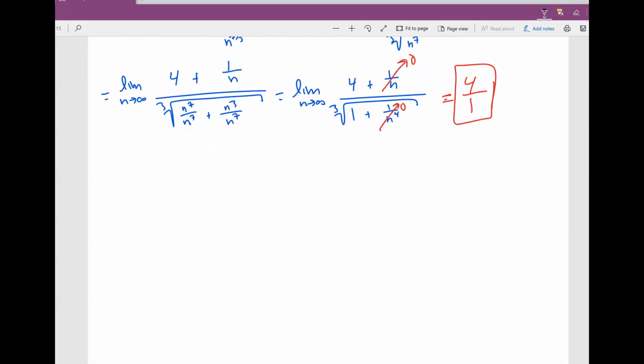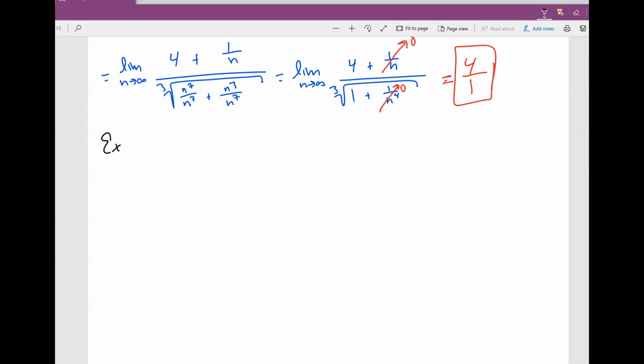So here's one last example, and we want to determine if this converges or diverges. We're going to look at the sum from n equals 1 to infinity of 2n squared plus 3n divided by the square root of 5 plus n to the 5th power. You can go ahead and try it out if you want to. I'm going to go ahead and do it now.